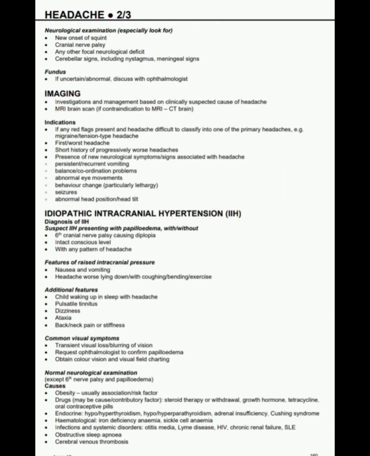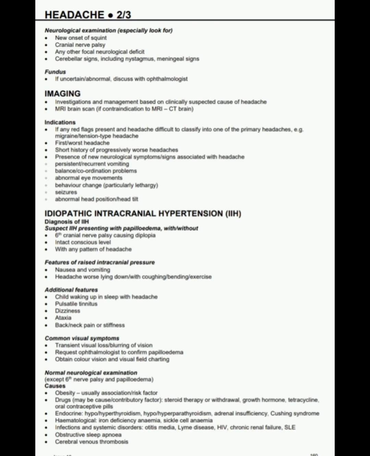Request ophthalmologist to confirm the papilloedema, obtain color vision and visual field charting. Normal neurological examination except sixth nerve palsy and papilloedema. The causes: obesity, usually an association or risk factor. Drugs may be a contributory factor: steroid therapy or withdrawal, growth hormone, tetracycline, oral contraceptive pills, endocrine causes like hypo or hyperthyroidism, hypo or hyperparathyroidism, adrenal insufficiency and Cushing syndrome, hematological causes like iron deficiency anemia, sickle cell anemia, infections and systemic disorders.